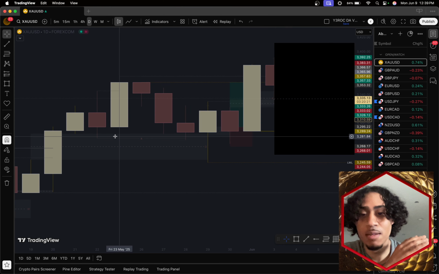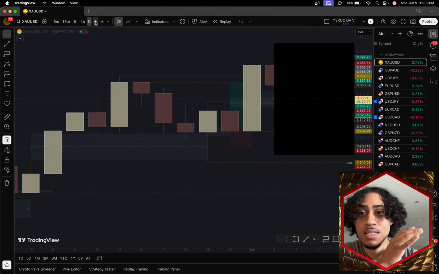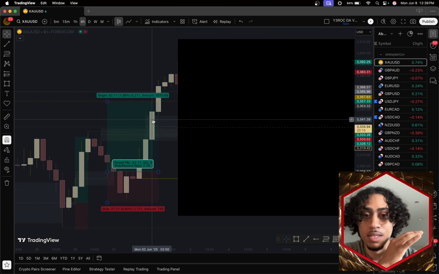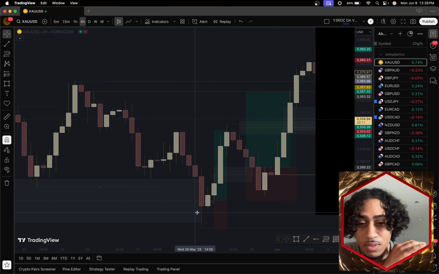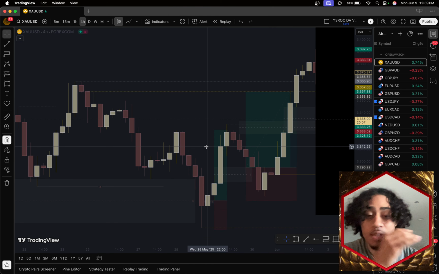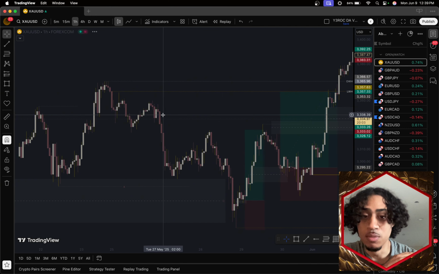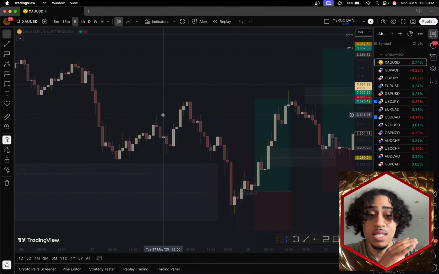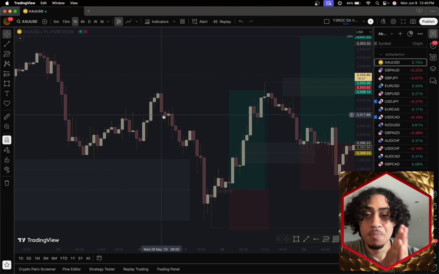So I saw that it came down, it took the liquidity right here, but then closed like this. So then I scaled down even more, right here. I scaled down even more, on this one, out of a daily PD array. From there, I will scale down to a 1 hour time frame. So let me go back. When I scale down to a 1 hour time frame, that's where I'm gonna look for my entry, on the 1 hour.